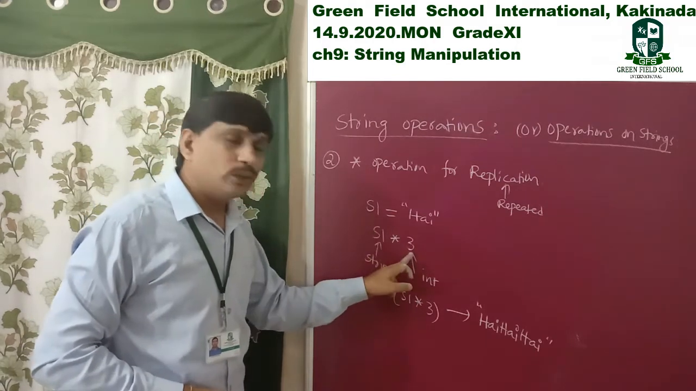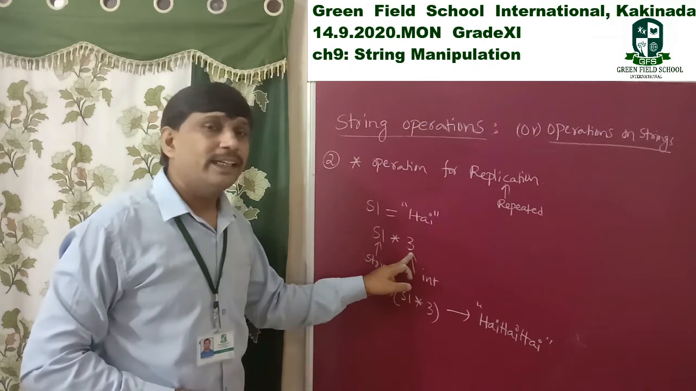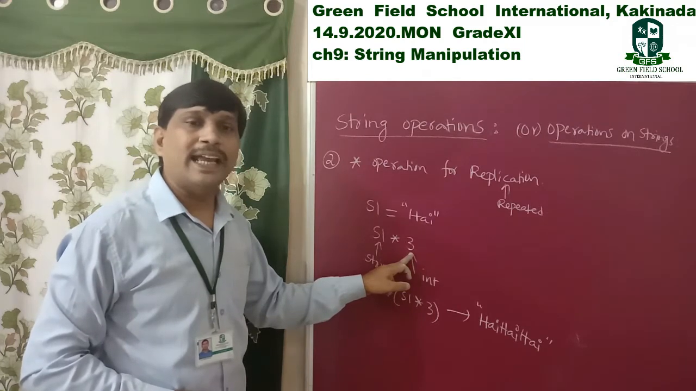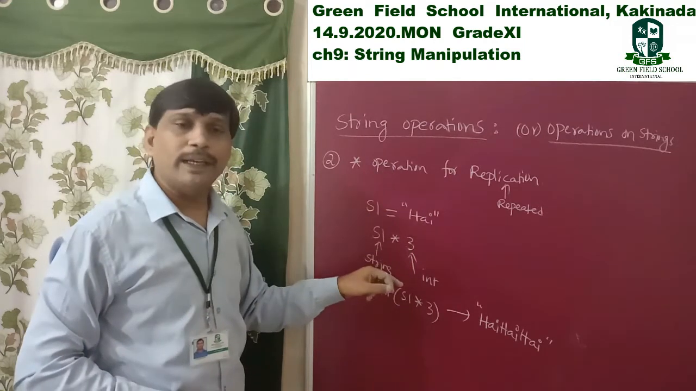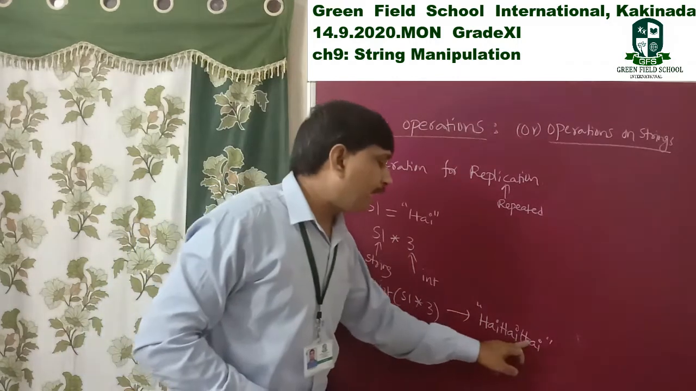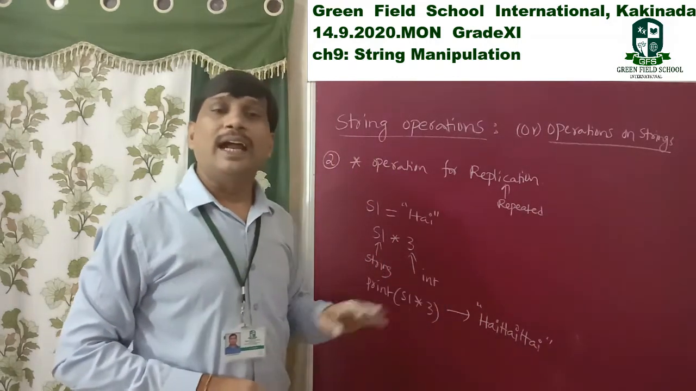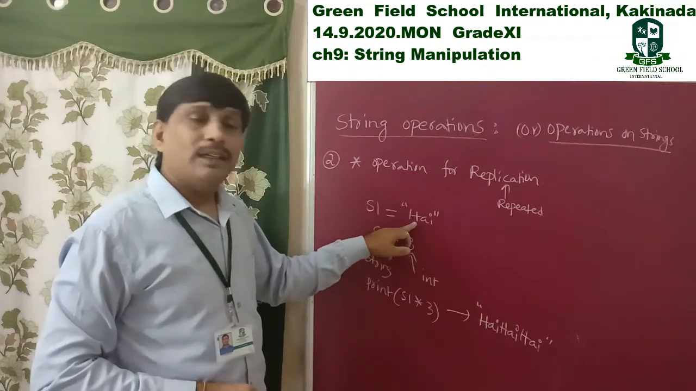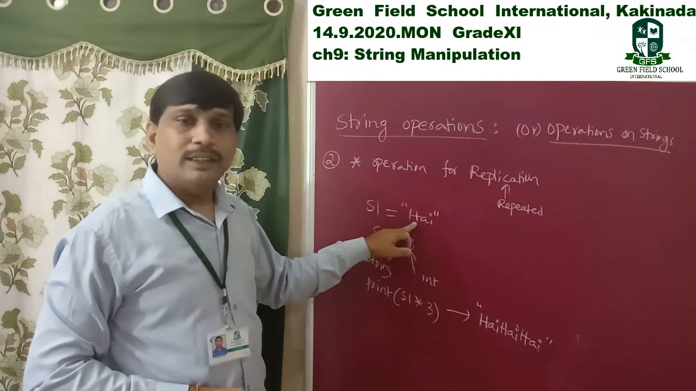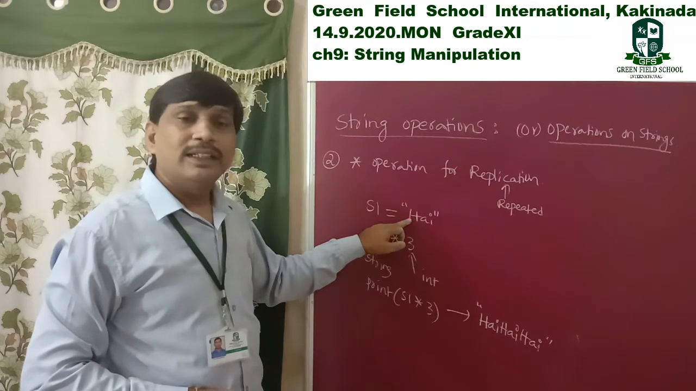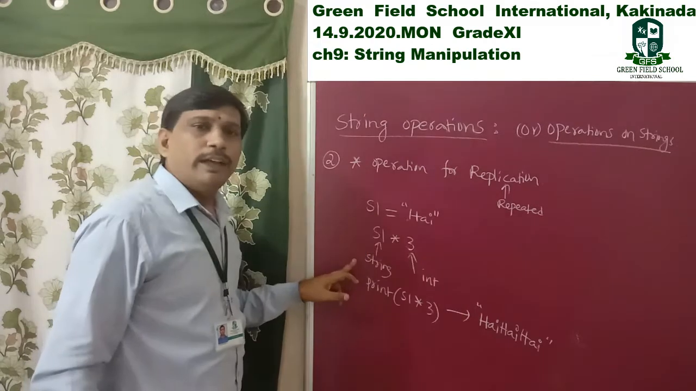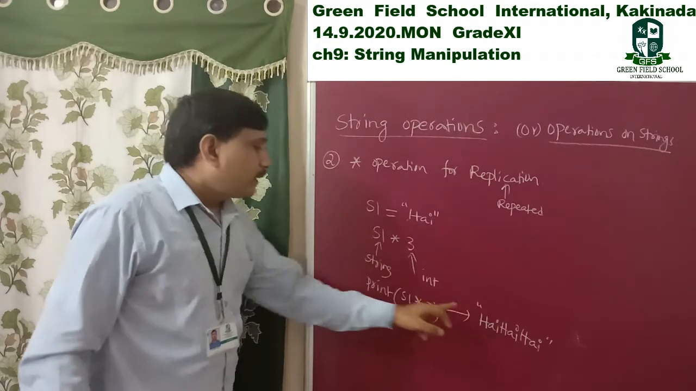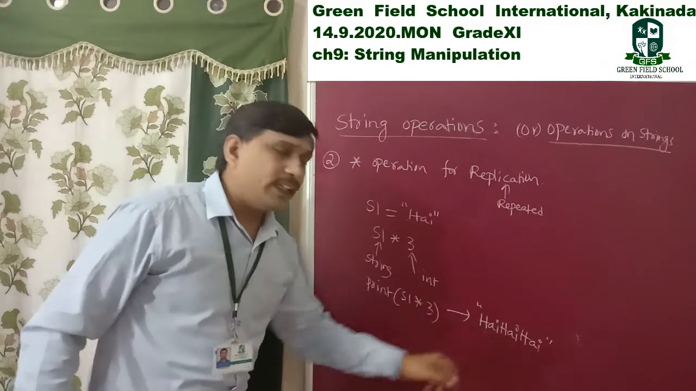Hi star 3: the star here is not a multiplication operator. It acts as a replication operator. So hi is repeated 3 times, and it creates a new string. It does not modify the original string. When we observe, this hi is repeated 3 times here.